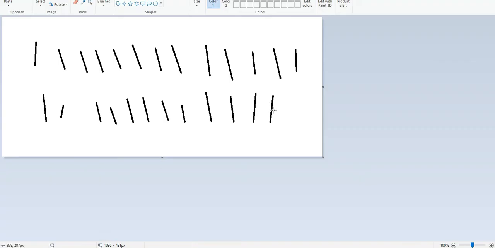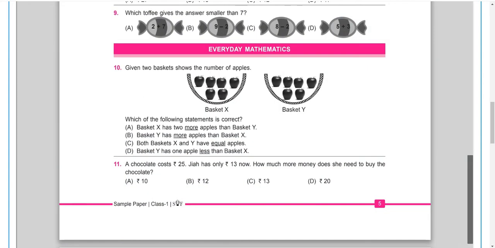So subtract 13. 1, 2, 3, 4, 5, 6, 7, 8, 9, 10, 11, 12, 13. And how much is left? We can count. 1, 2, 3, 4, 5, 6, 7, 8, 9, 10, 11, 12. So 12 is our answer. So both the ways you can do it very easily. You understood? So 12 is the answer.